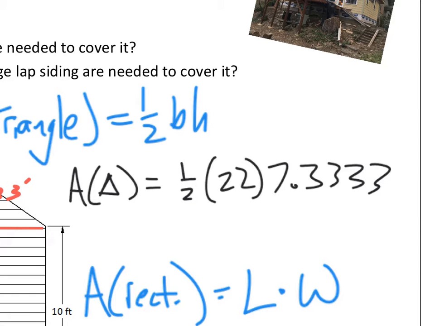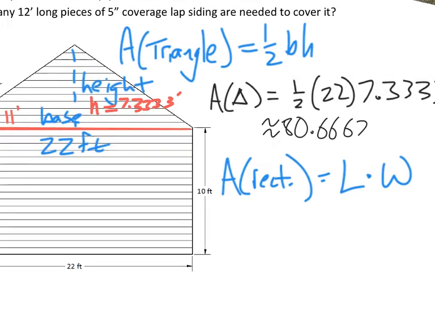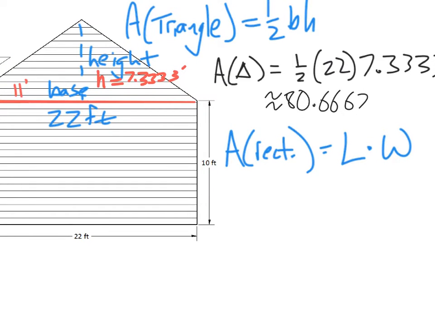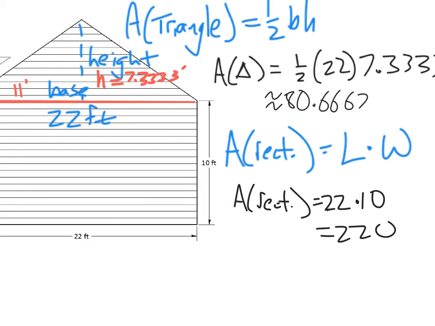So this is 80.66, and we got to cut it off and round it off at some point. So then the area of the rectangle, that's going to be 22 times 10. So the area of the rectangle is 22 times 10, which is 220. Great. Now we need the total area.